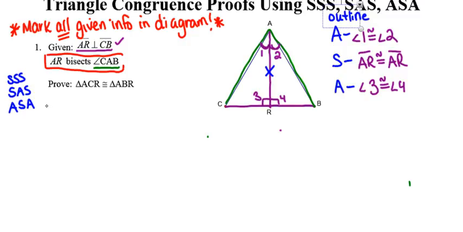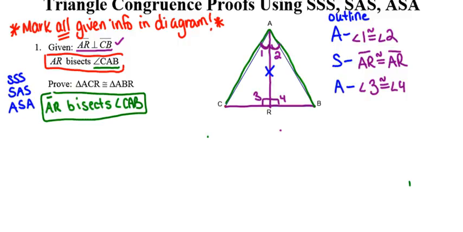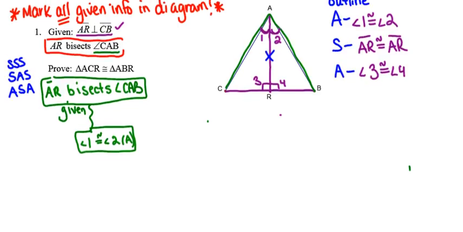I'm going to start by talking about segment AR bisecting angle CAB. I know that's a true statement because it's given to me to be a true statement. And then using that angle bisector was the clue that told me that these two angles, angles 1 and 2, are congruent to one another. Because they're a pair of congruent angles in the triangles I'm trying to prove congruent, I'm going to put a little a in parentheses after writing angle 1 is congruent to angle 2.